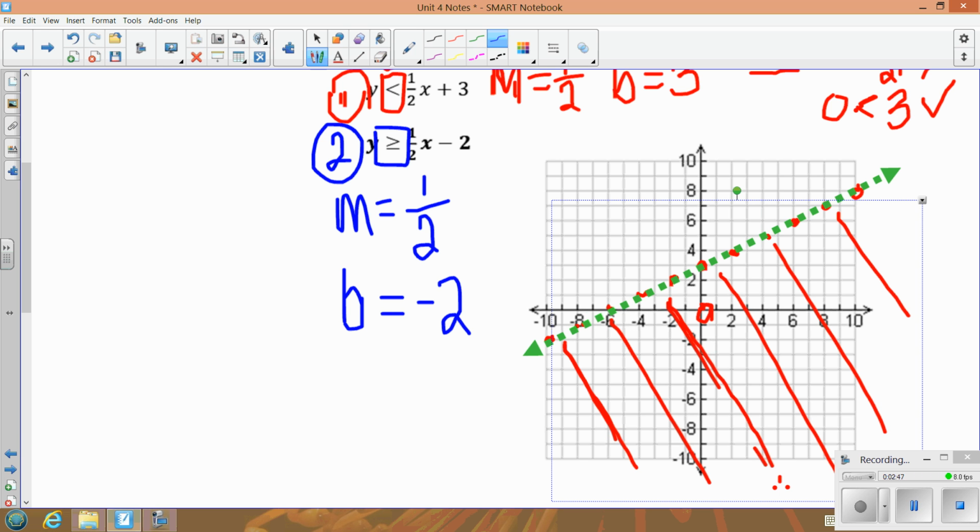When I look at my inequality symbol, y is greater than or equal to, so that means I want a solid line because the points on the line are actually going to be solutions to this inequality. So the line won't be treated as just a boundary, it'll be treated as some of the solutions. I'm going to start down at -2. You're going to go up 1, right 2, up 1, right 2, keep doing that, and then you're going to backtrack, so down 1, left 2, down 1, left 2.